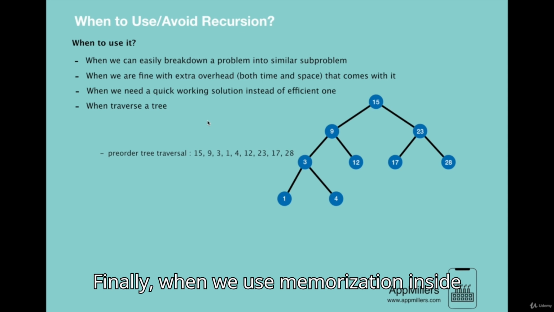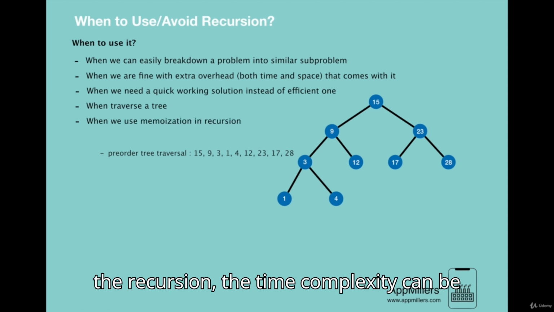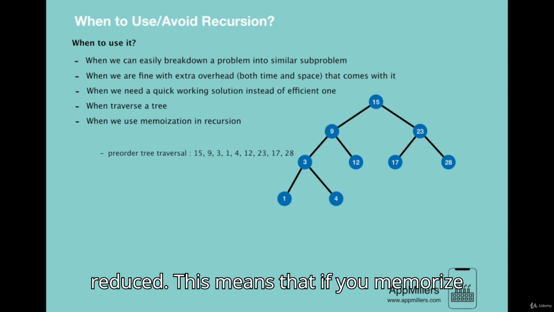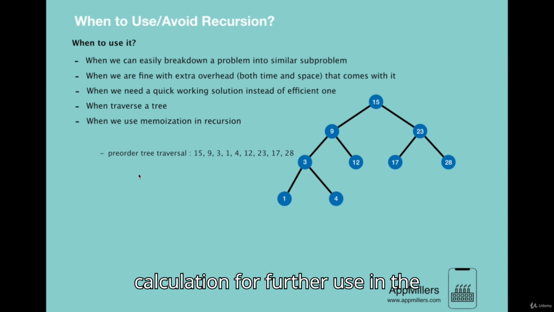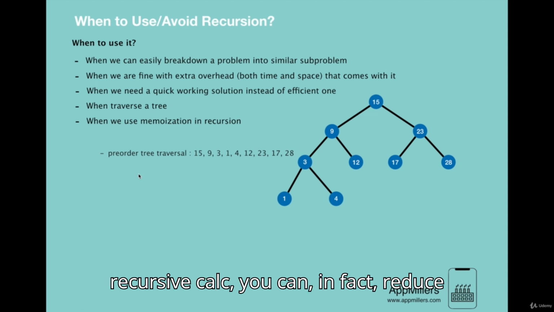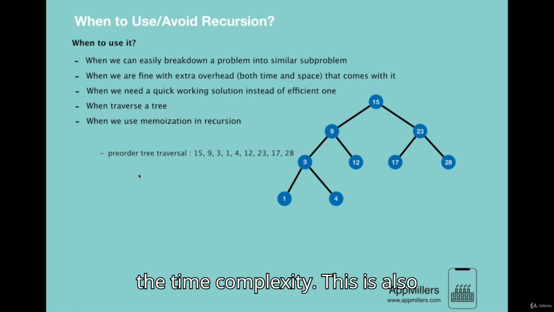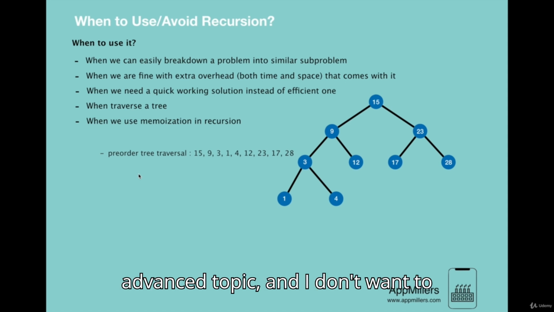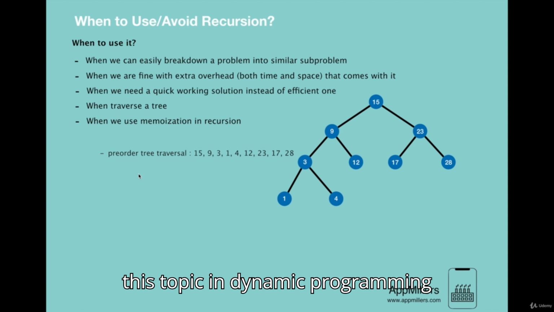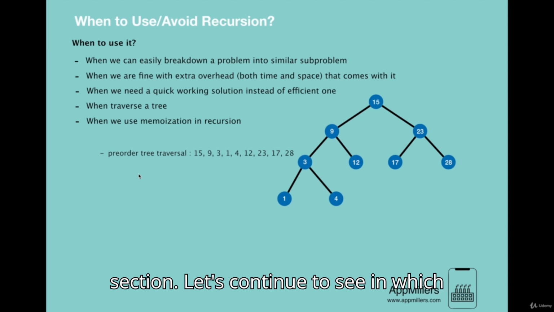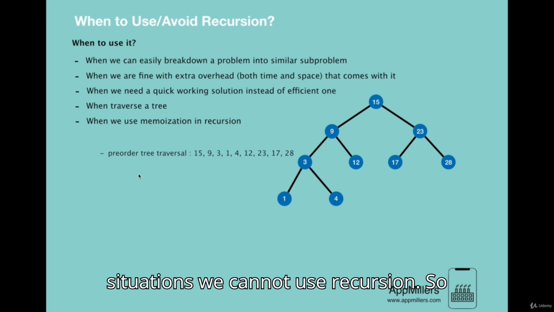Finally, when we use memoization inside recursion, the time complexity can be reduced. This means that if you memorize the result by saving the value of each calculation for further use in the recursive calculation, you can in fact reduce the time complexity. This is also an advanced topic, and I don't want to confuse you here, so we will talk about this topic in the dynamic programming section. Let's continue to see in which situations we cannot use recursion.